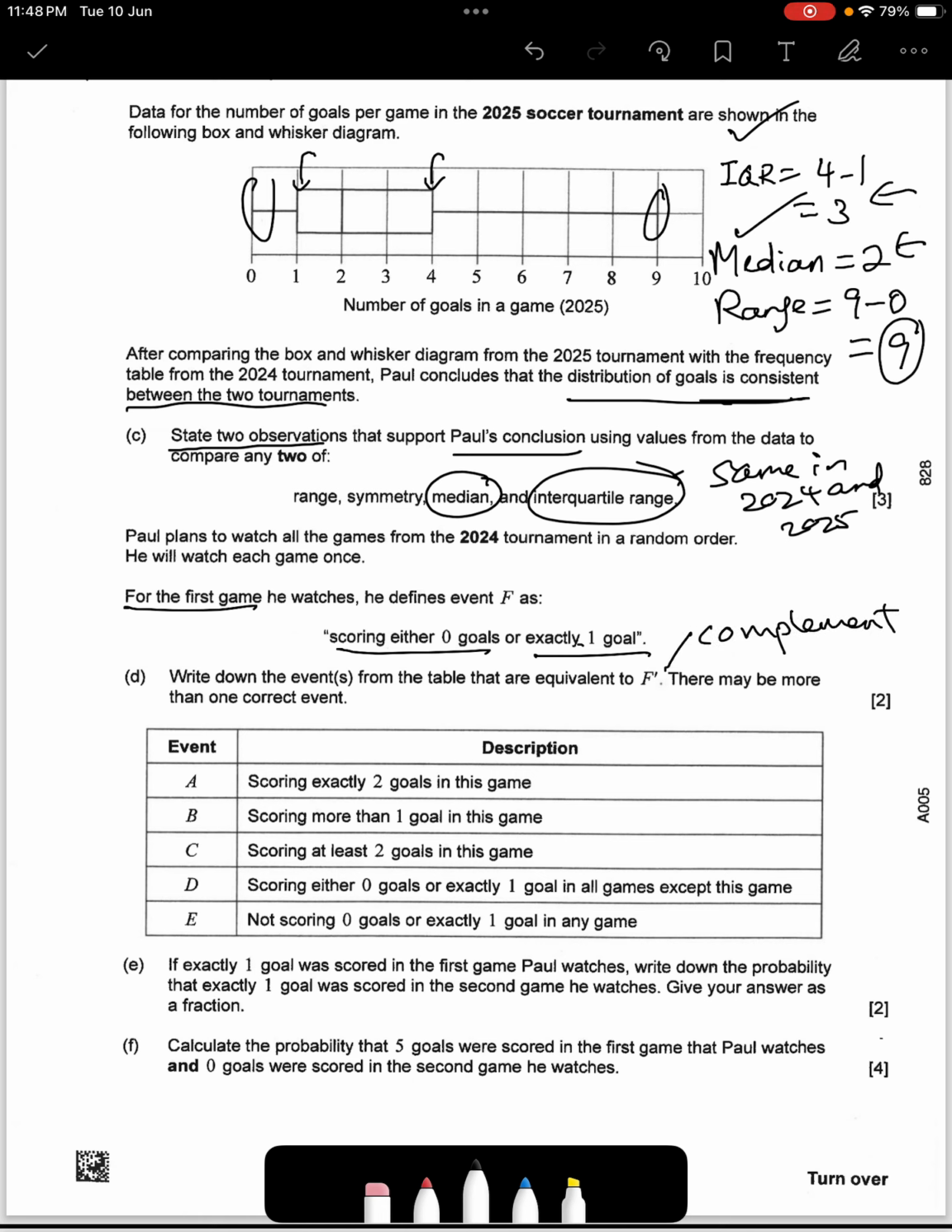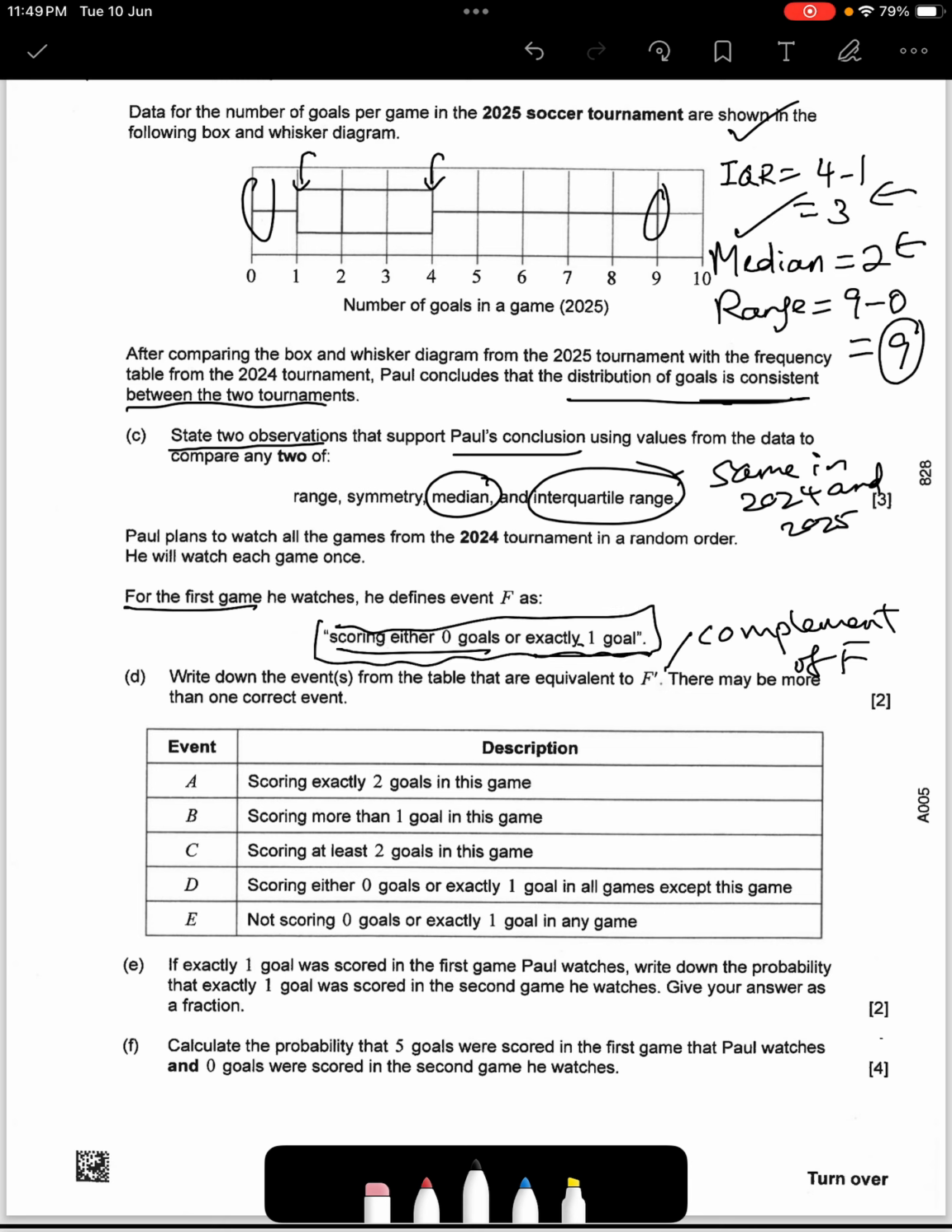So basically we're looking at the first game that he watches, and it must obviously not be either 0 goals, and it can't be exactly 1 goal. Okay, so let's look at the events that we have in the descriptions and see which one really fulfills the criteria for the complement of F. Now scoring exactly 2 goals, that's obviously not in that criteria that we have in A.